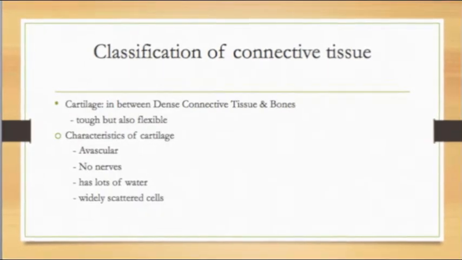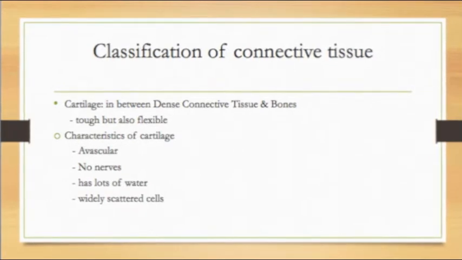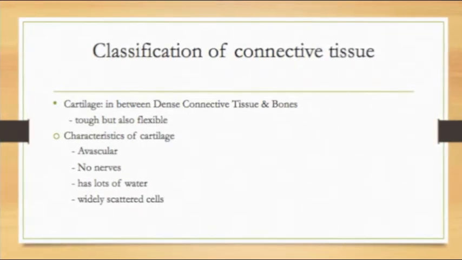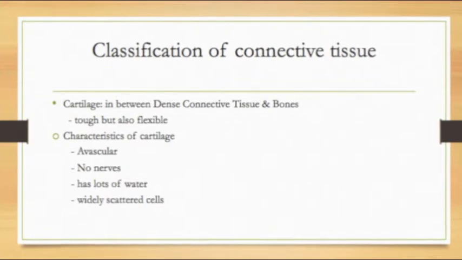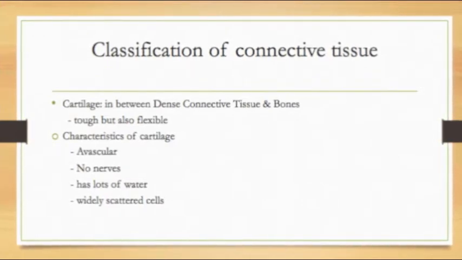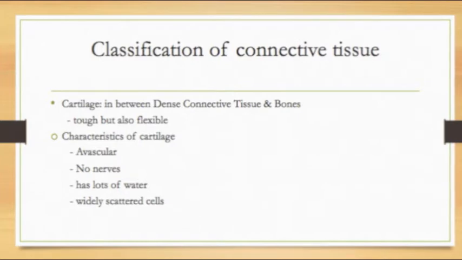Cartilage is in between dense connective tissue and bones. It's tough but also really flexible. Characteristics of cartilage are avascular, no nerves, have lots of water, and widely scattered cells.